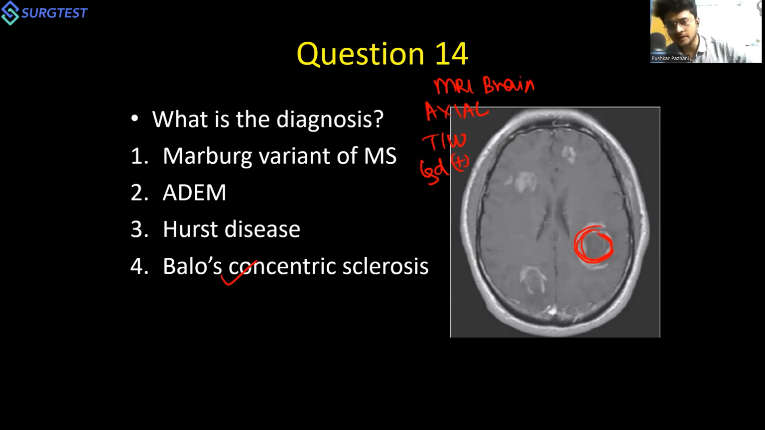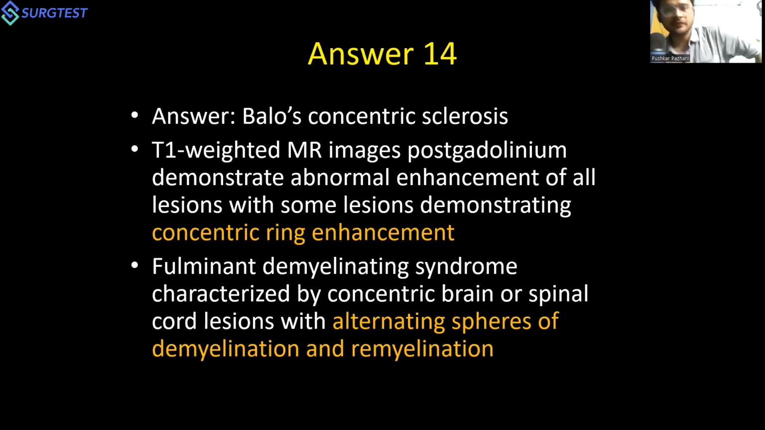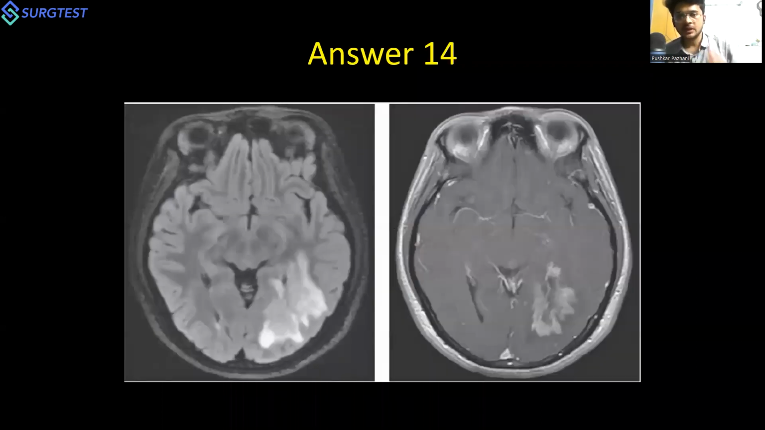And this is a classic neuroimaging feature of Balo's concentric sclerosis, which you can take as a variant of multiple sclerosis or another CNS demyelinating illness. The classical feature is the concentric gradient enhancement, because of alternating spheres of demyelination and remyelination, and it is a fulminant demyelinating syndrome with a very guarded neurological prognosis. So this is another fulminating demyelinating syndrome. Anyone who wants to try?